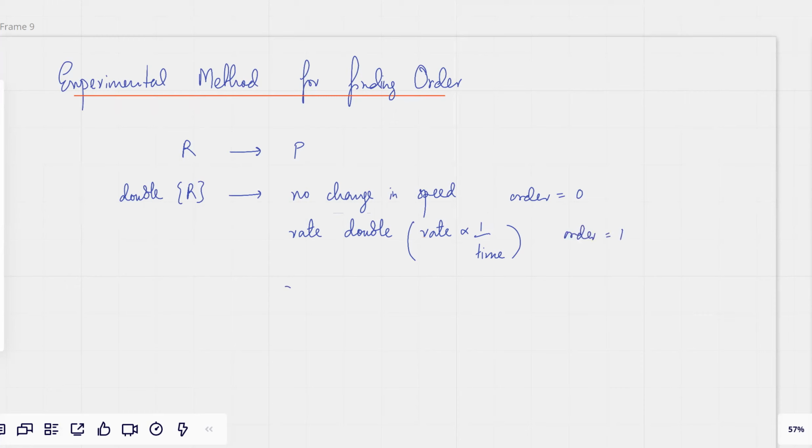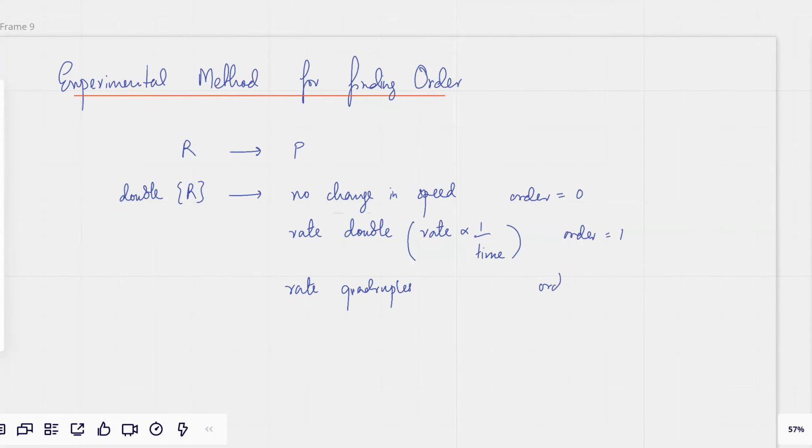And similarly, if the rate becomes 4 times, like if I double the concentration of my reactant and, if it was taking 100 seconds, now it's taking 25 seconds. So that means the rate has increased 4 times. So that would be order 2.